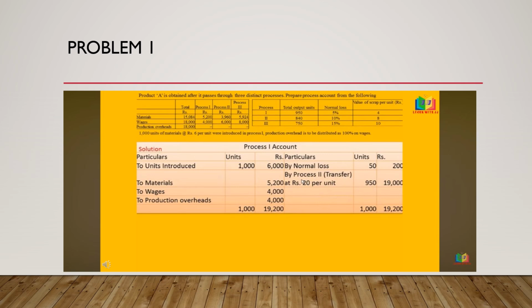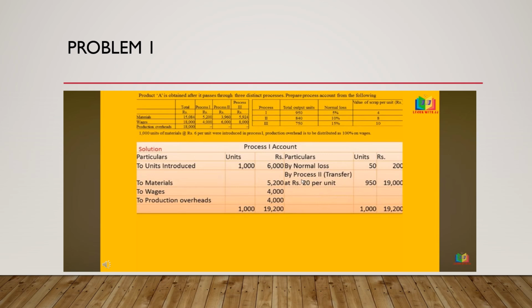Now coming to the solution, process 1 account, we have units produced, which is 1000 as given in the question, at rupees 6 per unit. So therefore 1000 into 6 we get 6000. To materials for process 1 it is 5200. To wages 4000. To production overheads, as it is said 100% on wages, we take it as 4000.